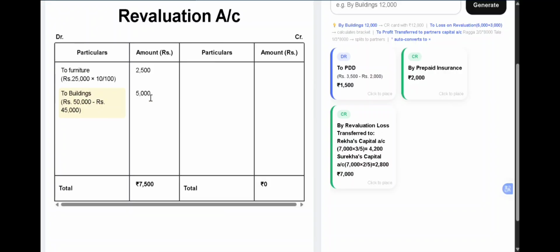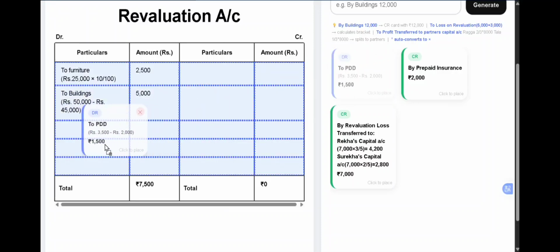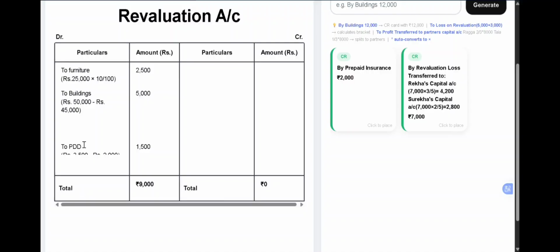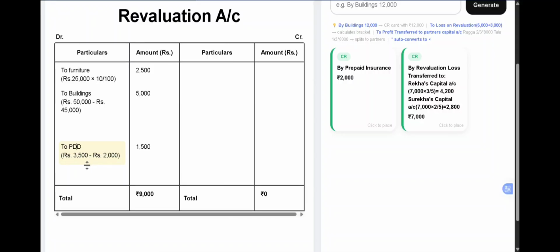Now the next adjustment we had is the PDD, that is the increase in the PDD. So therefore this also will appear on the debit side as it is a loss. On the debit side we have to write it. We deduct 3,000 rupees minus 2,000, that is the amount given in the adjustment minus the amount given in our balance sheet. So the PDD has increased by 1,500 on the debit side.